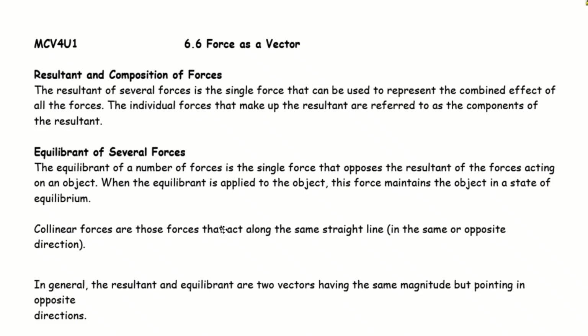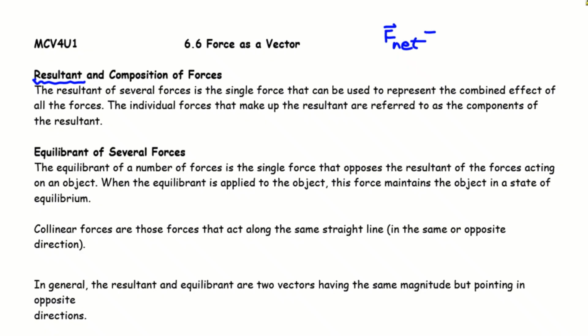So force as a vector. Force, we know it has a magnitude and also a direction. So force is a vector. And we have several terms you need to know. The first one is resultant. Resultant of forces is just the sum of the forces, and we call it the resultant force. In physics, we call it the net force. So the net force is our resultant force.